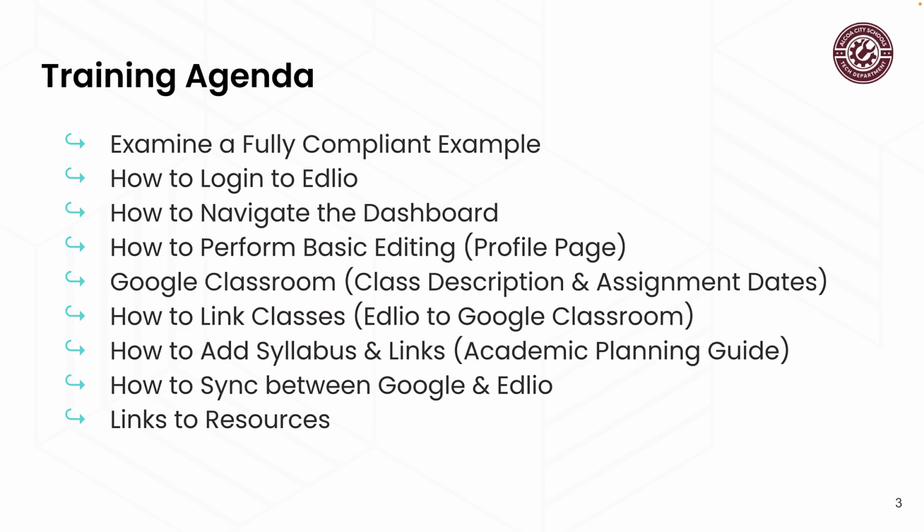Then we'll go ahead and link our Edlio account, which is a school website platform we use, to Google Classroom, so the services are talking to each other. That way, whenever you create an assignment with a date in Google Classroom, it automatically shoots it off to your teacher website in Edlio. This is a great way of keeping your students informed and your parents informed as well. It's part of that accountability component that you may hear talk of.